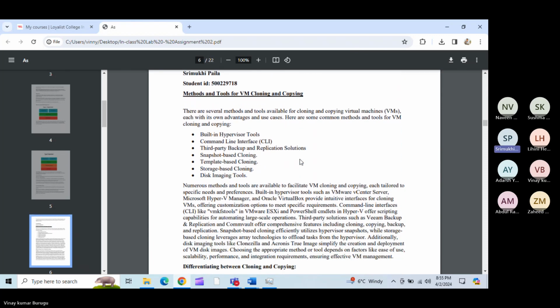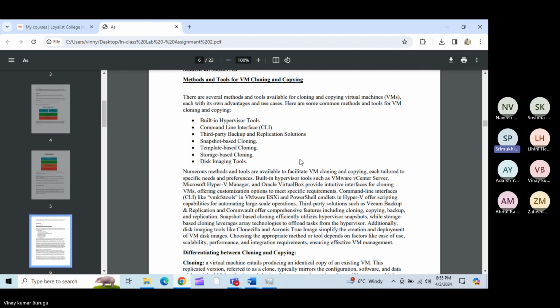This is Srimuki. I'm here to talk about methods and tools for VM cloning and copying. Firstly, hypervisor tools like VMware vCenter Server and Microsoft Hyper-V Manager offer user-friendly interfaces for customizing the VM cloning process. If we prefer automation, then CLI command line interfaces such as VM tools and PowerShell allow scripting and streamlining tasks.